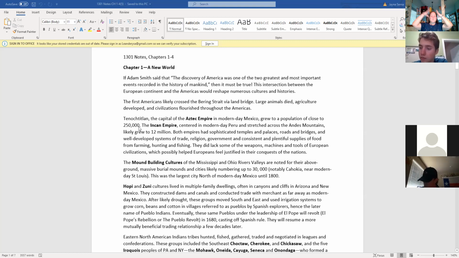Both of these societies were probably pretty large, and they had some pretty large cities. The biggest Aztec city was probably near modern day Mexico City, that city that starts with a T, which could be Tenochtitlan, or I have no idea, but that's the T city. And a city of 250,000 would be enormous in prehistory times. It's pretty big now. It's bigger than Cedar Park. You know what I'm saying?